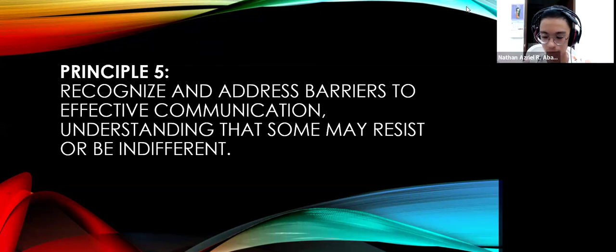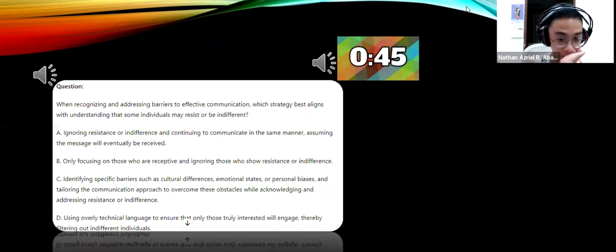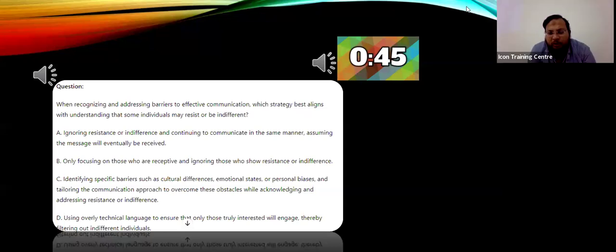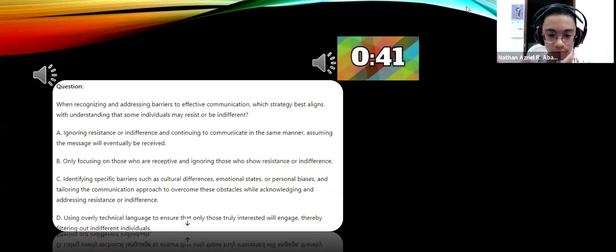Yes. Okay, so the question is, when recognizing and addressing barriers to effective communication, which strategy best aligns with understanding that some individuals may resist or be indifferent? The third one, letter C. Identify specific barriers.